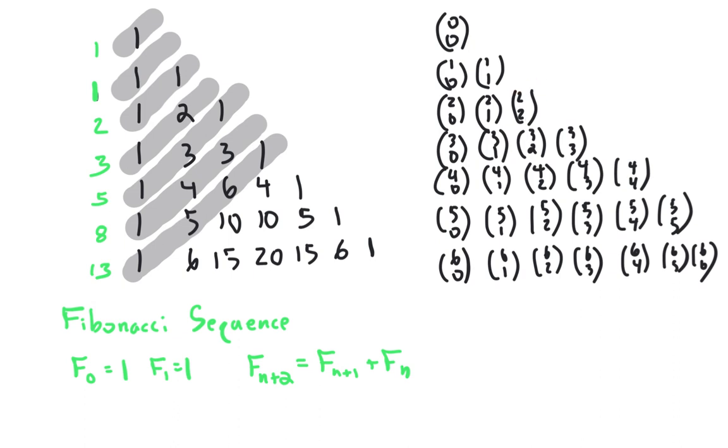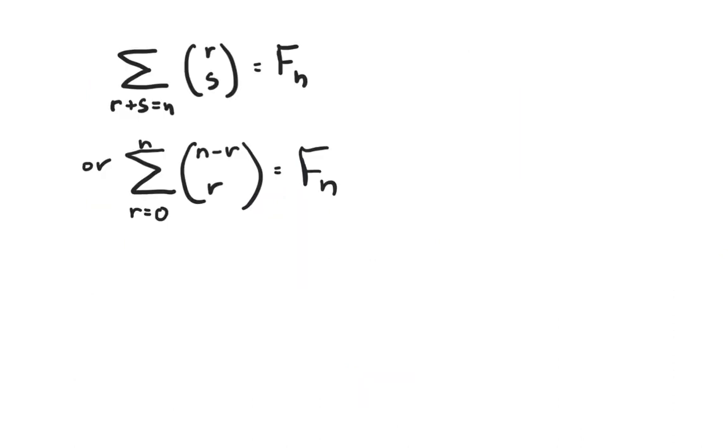So let's write that down. Here's our conjecture written in two ways. Remember we were saying that if you add all of the numbers in your binomial coefficient, you get n. If you add all of those cases, you get the nth Fibonacci number. So we're summing up all cases where r plus s equals n of r choose s. Or we can write it the other way, indexed from r equals 0 all the way up to n of n minus r choose r. You can check that these indeed are the same thing.